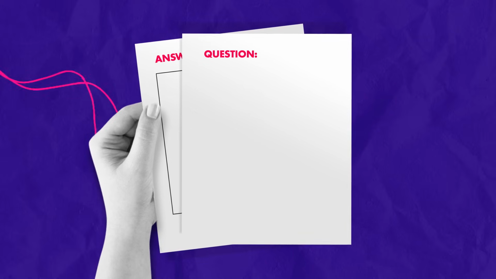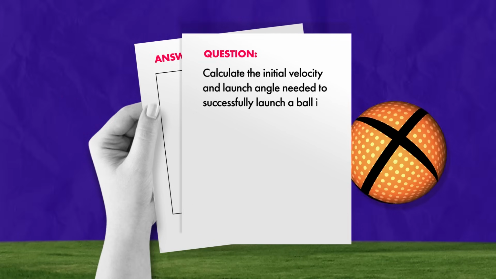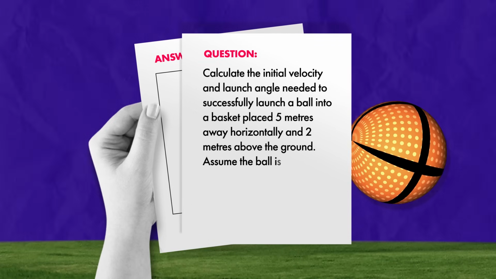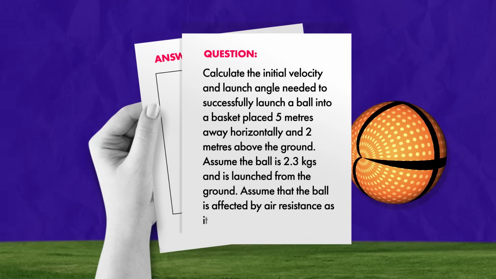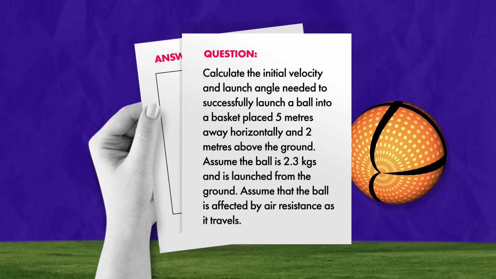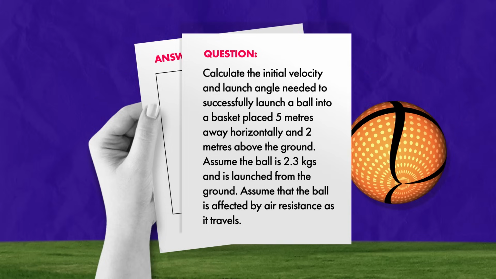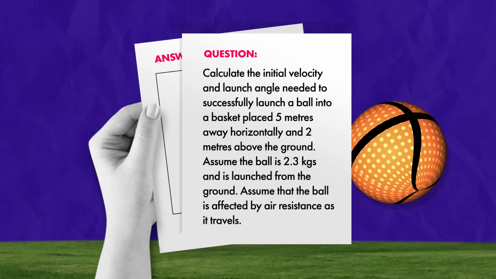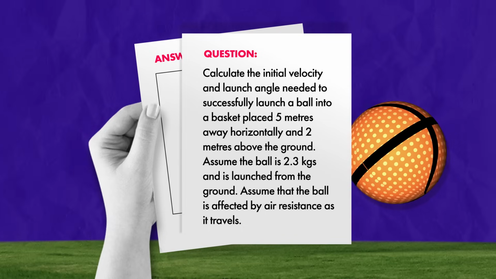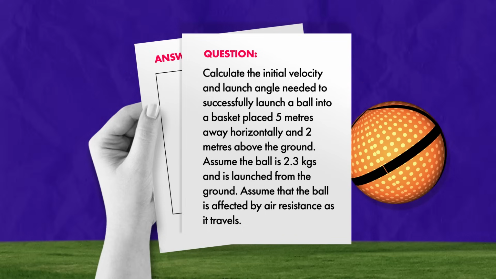So for example, the question could be: calculate the initial velocity and launch angle needed to successfully launch a ball into a basket placed 5 meters away horizontally and 2 meters above the ground. Assume the ball is 2.3 kilograms and is launched from the ground. Assume that the ball is affected by air resistance as it travels. To solve this question, you would need to integrate your knowledge of horizontal and vertical motion and use the equations of motion. You have to understand how to break down forces and vectors into these axes to solve this problem. And also air resistance is part of the matter as well.